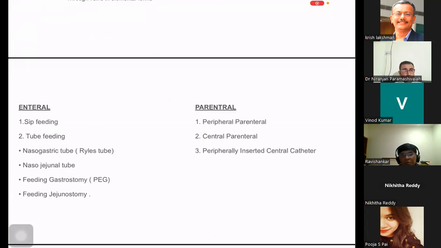There are different techniques through which we provide enteral nutrition: sip feeding, tube feeds like nasogastric and nasojejunal tubes, and surgical tubes like feeding gastrostomy and feeding jejunostomy. Parenterally, we provide nutrition through peripheral lines, central lines, and peripherally inserted central lines.